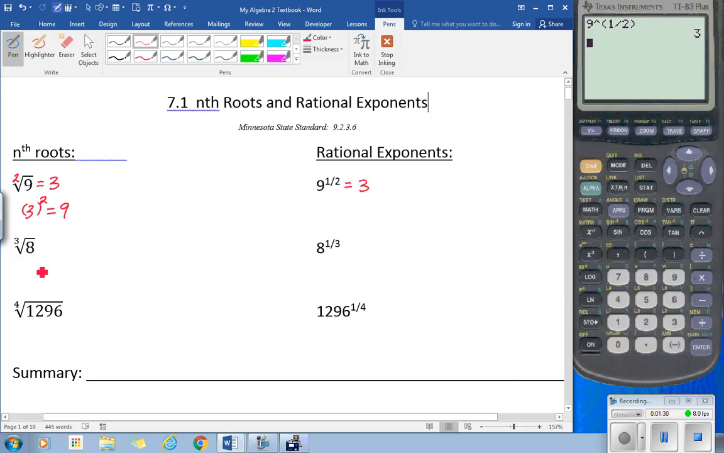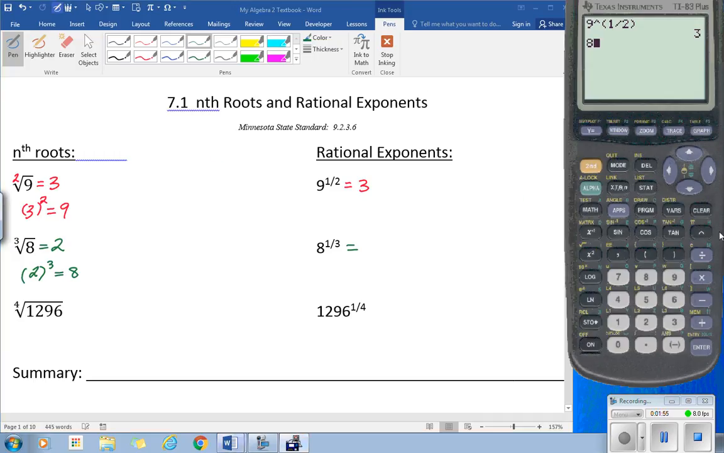The cube root of 8. Now it's going to ask a different question, but this one's just going to say, hey, what number do you need to multiply by itself 3 times, or what number cubed equals 8? And if we think about our times tables, 2 times 2 times 2 is 8. So 2 cubed equals 8, which means the cube root of 8 is going to equal 2. Well, if we look at 8 to the 1/3 power, grab a calculator, type it in, 8 to the 1/3 is going to be 2 also.